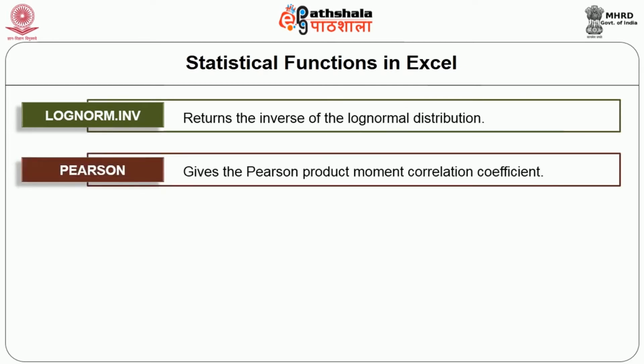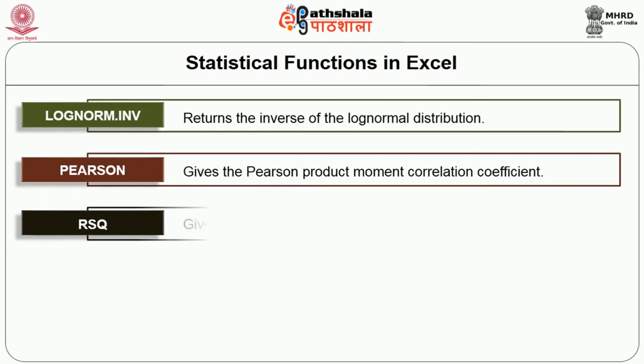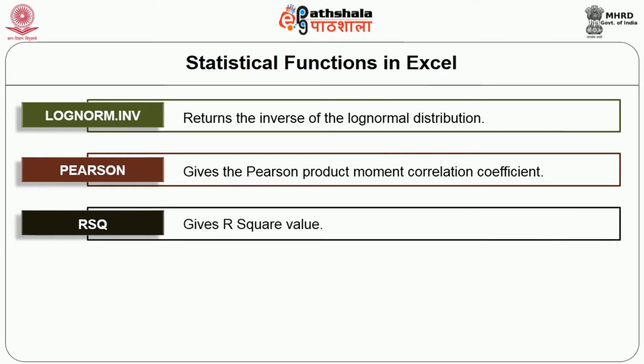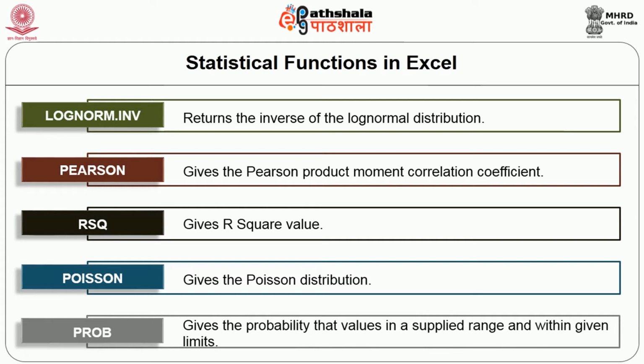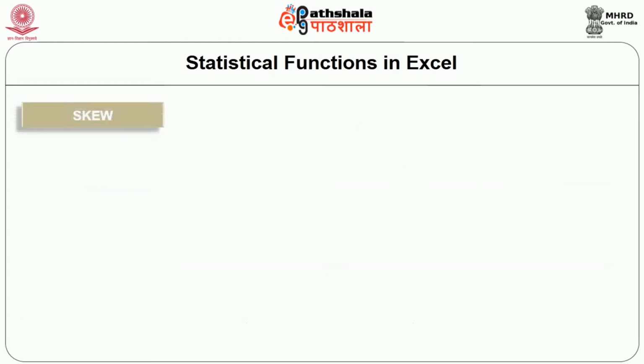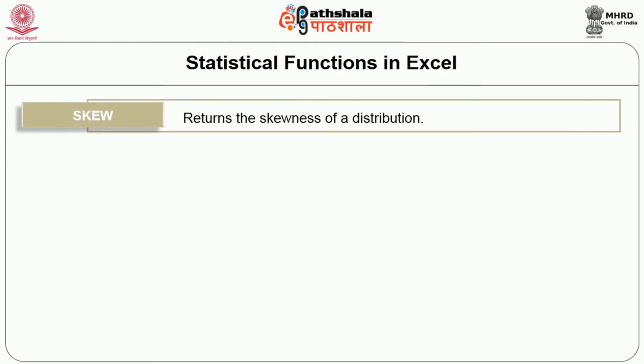PEARSON will give the Pearson product moment correlation coefficient. RSQ will give the R squared value. POISSON will give the Poisson distribution. PROB will give the probability values in a supplied range and within given limits. SKEW will give the skewness of a distribution.